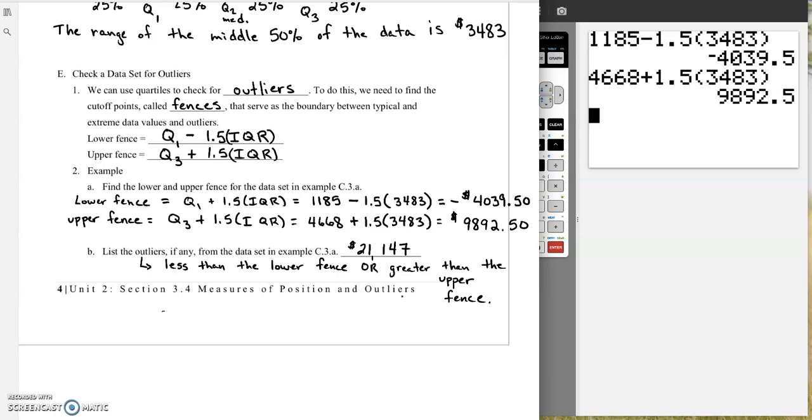And that is the end of section 3.4. In the next section, we will talk about the 5-number summary and box plots.